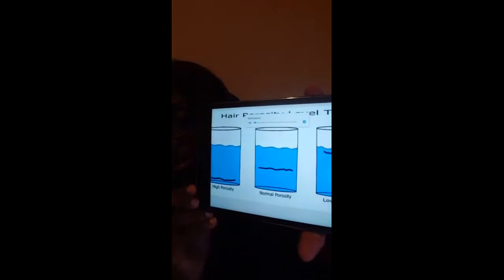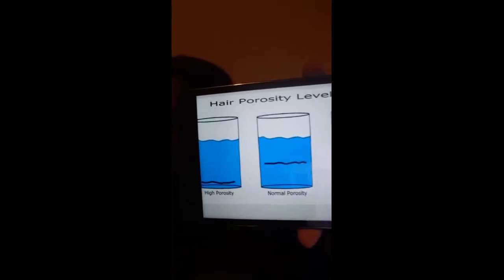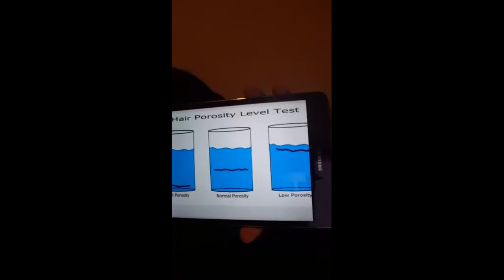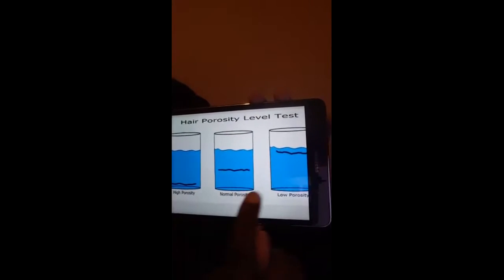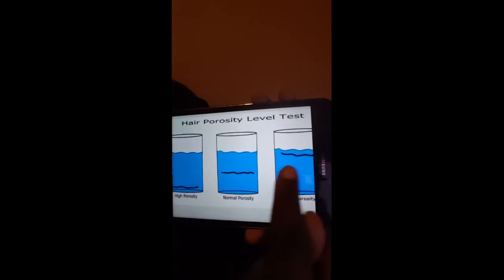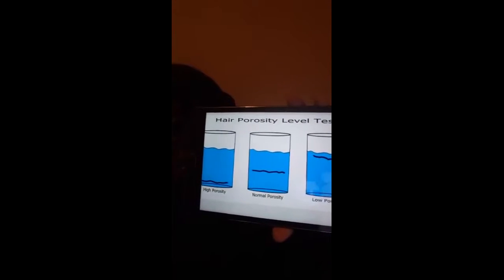You see that right there, okay? If your hair floats to the middle, then your hair is normal porosity. And if your hair, right there, if your hair stays right here at the top, then you know it's low porosity, okay? So that's a little graph that you can actually look at.